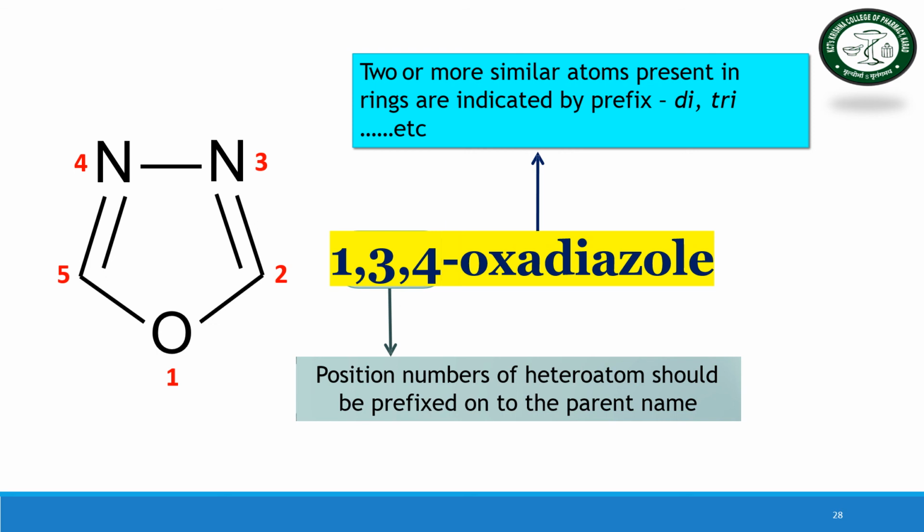These are other examples. Di, tri: whenever two or more of the same heteroatoms are present, we first use the number of oxygen, and then for the others we indicate di or tri according to the requirement of the heteroatoms present in that specific ring.